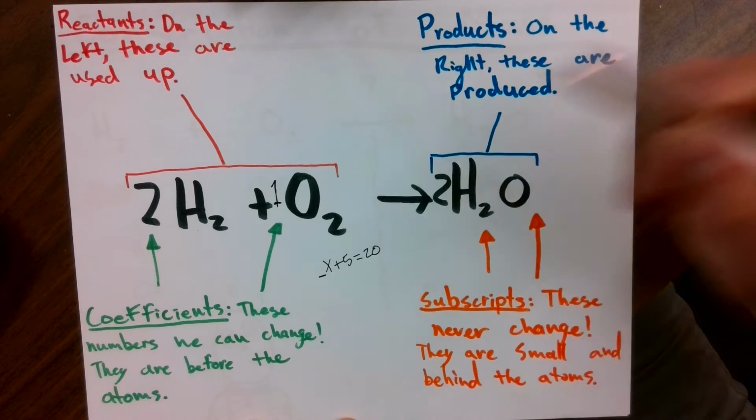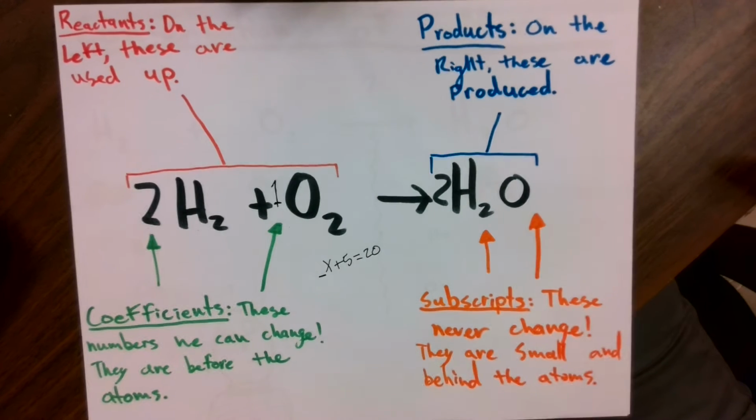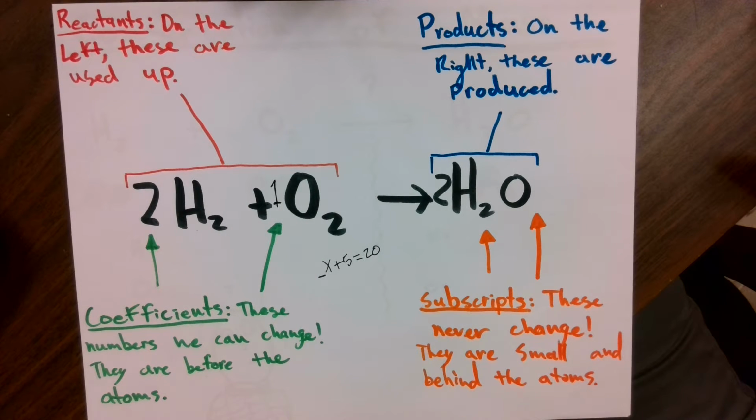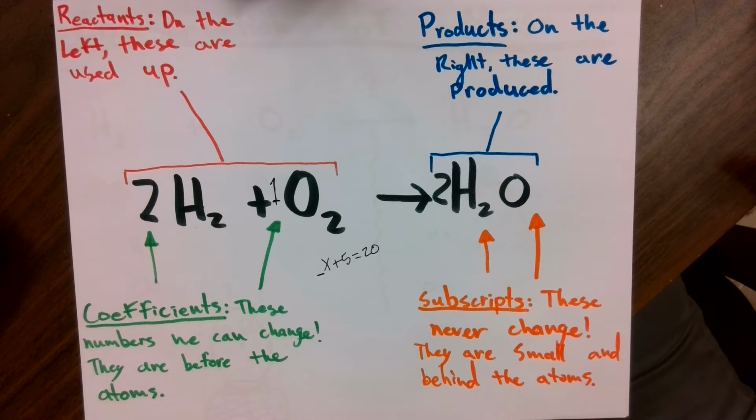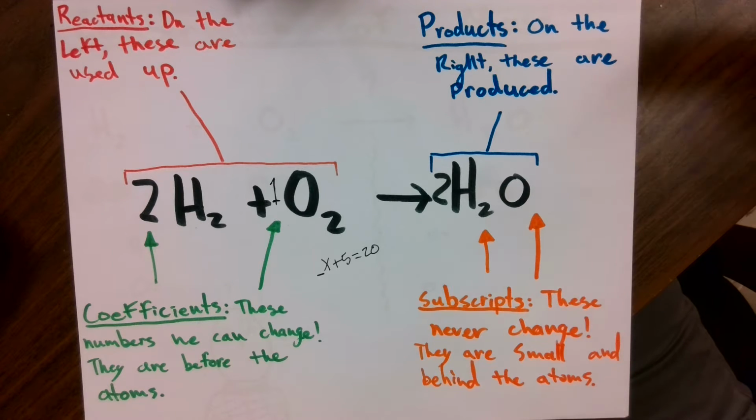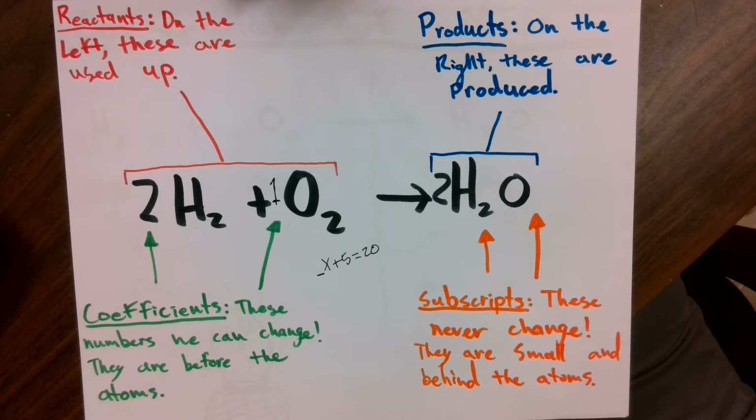So coefficients, these are the numbers that we're going to change today. This is how many of something there are, okay? So there are 2 H2s, okay? Just like on a car, it has 4 wheels, but you have 2 cars, you have 8 wheels. Think of it like that.